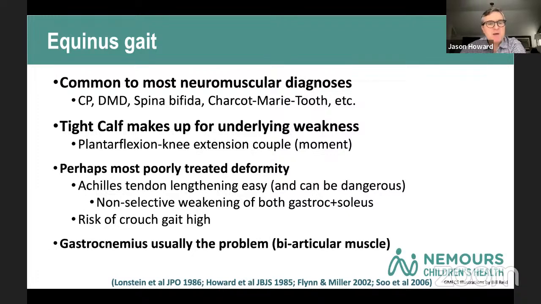Treating equinus is probably the most poorly treated deformity. It has an easy solution in a tendo-Achilles lengthening, which can often be done percutaneously. But the non-selective weakening of both the gastrocnemius and the soleus can really push you into a higher risk of crouch gait. And we'll talk a bit about that in a minute. It's the gastrocnemius which is usually the problem, and the soleus is often not contracted except in special circumstances. So the TAL can certainly lengthen the gastroc, but it can also lengthen a muscle that's not a problem, the soleus.